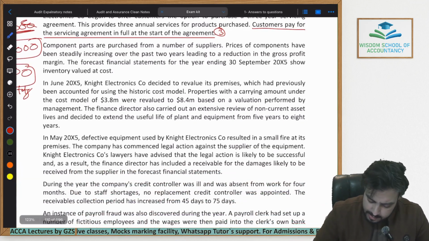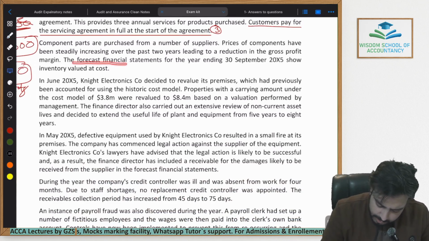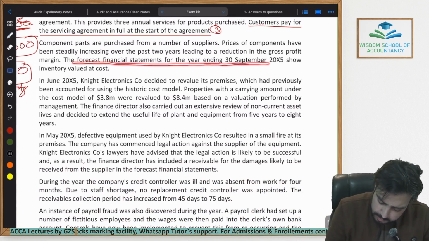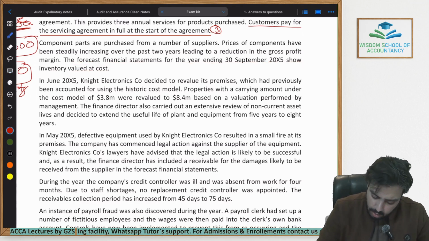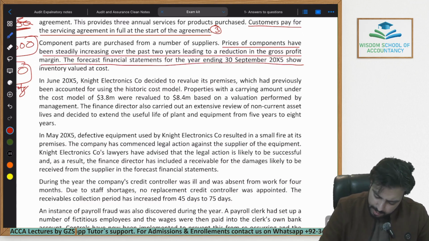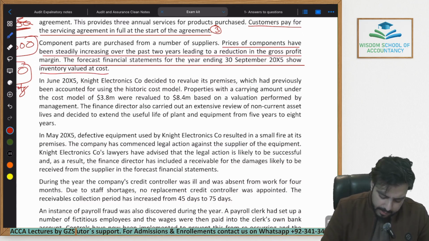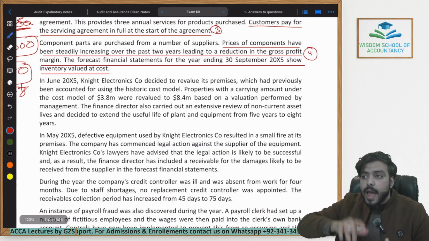So the risk in this case is, again, if I move forward and read it just in front of you, the forecast financial statements for the year ending 30th of September 2015 show inventory is valued at cost. So the management is valuing the inventory at cost. The risk in this case is that the NRV might have decreased, because of which the inventory should be written at the lower of which is NRV, and the management might not have done that, because of which this means that inventory is right now overstated and the relevant expense.